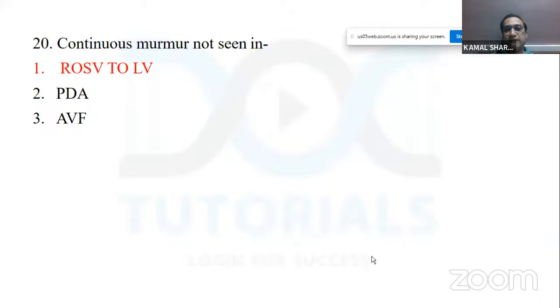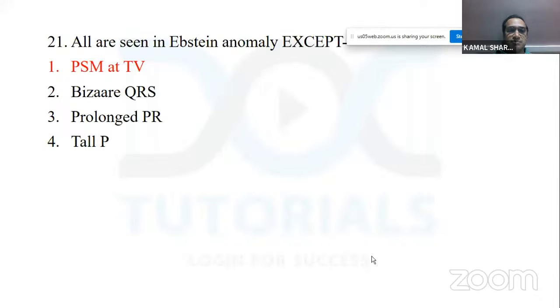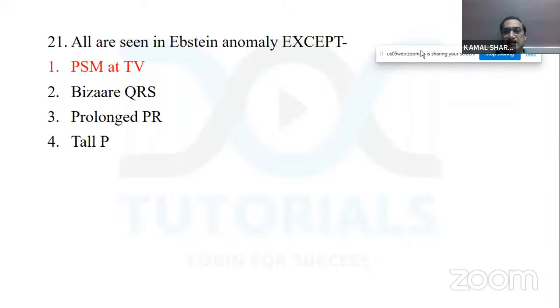Other questions were straightforward to choose from, as the other options were of continuous murmur. Another interesting question was from Ebstein's. I usually say that in complex congenital heart disease, you can be asked either of the two: Ebstein's and tricuspid atresia, because these are the two conditions where the RV is barely involved, and most of the questions would be dealt with in the dominant LV physiology based on these two pathophysiological disorders.